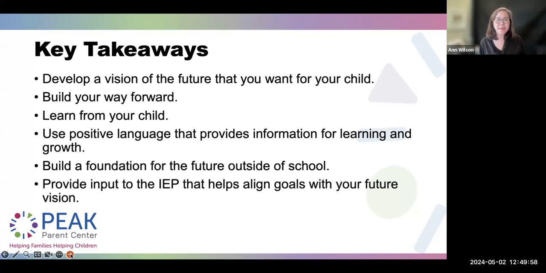And I tried to learn that, even though he's struggling in all these ways, he wants to be here. And so how can we support him to get as close to where he wants to be as we can? Also use that positive language, build a foundation for the future outside of school, and then provide input to the IEP that helps align goals with your future vision.